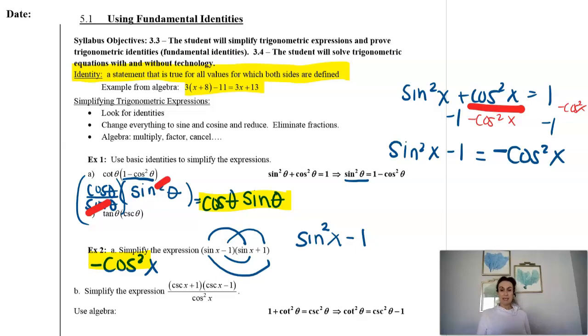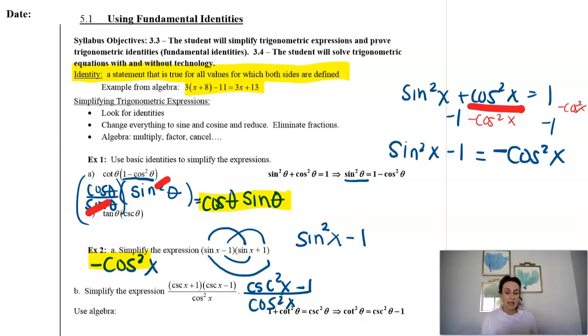Okay, let's look at example B, simplify the expression. So you're going to start by multiplying out that numerator. So cosecant times cosecant is cosecant squared x. Oh, I put cosine. Darn. Cosecant. Try again. Cosecant squared x. And then outside insides cancel. We're multiplying what's called conjugates. And then last times last is 1 times negative 1 is negative 1. And that's going to be over cosine squared x.